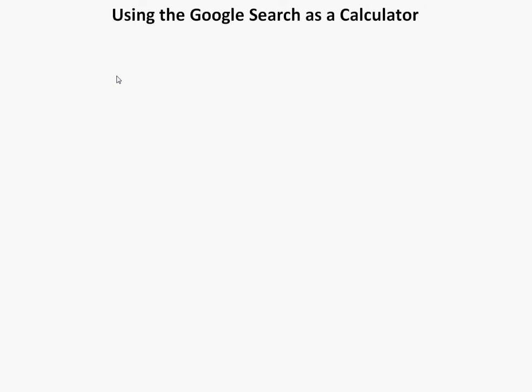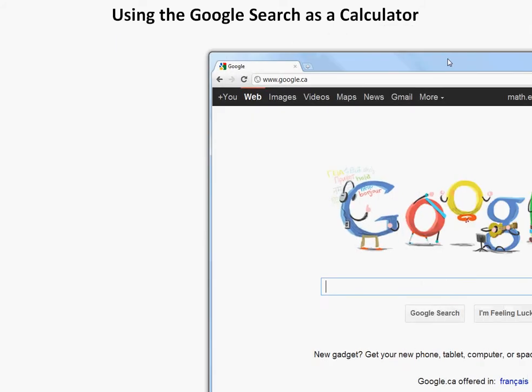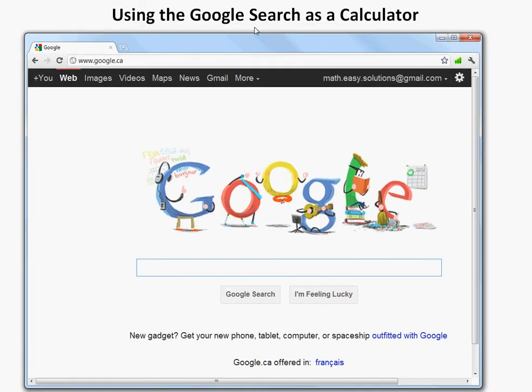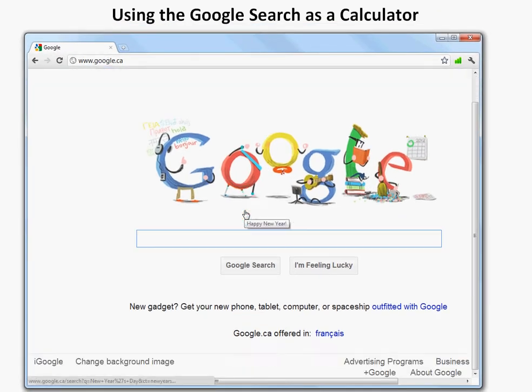I use it all the time in school or work, or anytime I need a calculator. I've basically stopped using my real calculator and just use Google, because on the computer there's always a browser available. You have your phone too, and I'll show you how you can use that to calculate. This is actually quite amazing, and you may not have learned this, but it's very useful.